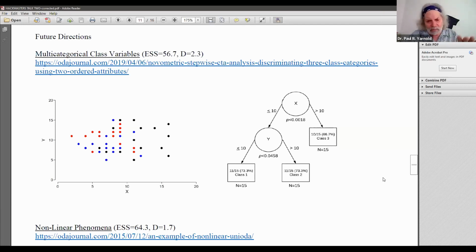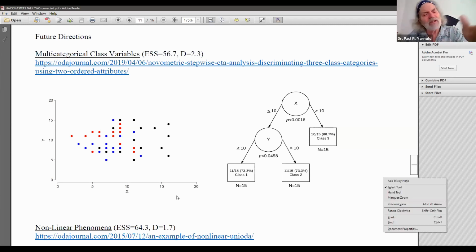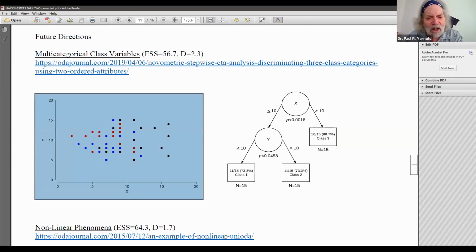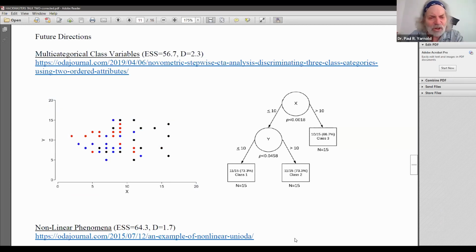Anyways, in this diagram you see a scatter plot with 3 different classes. It doesn't matter what they are. You've got black dots and blue dots and red dots. How do you compare that with only 2 variables? Well, what you do is a Novometric model. The first variable there is X, and it says if it's greater than 10, then 67% of them are class 3, and those are obviously the black dots. And that's done.